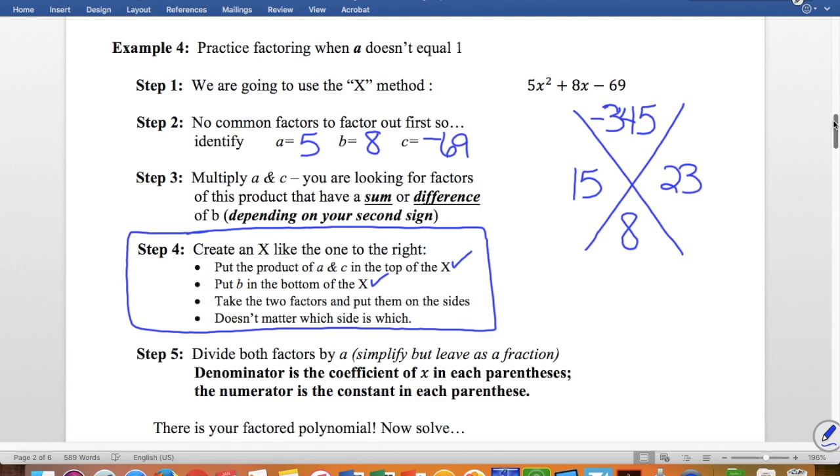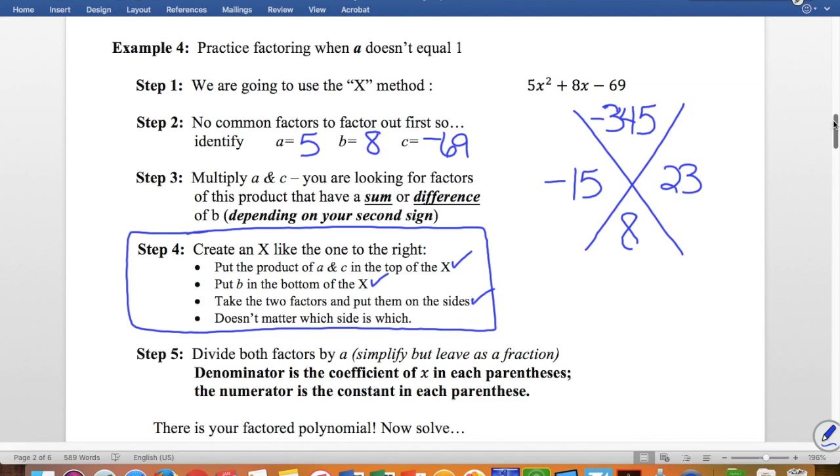Okay, I need my 8 to be positive, so I need my larger number to be positive, and my smaller number, 15, needs to be negative. So now, just to check, negative 15 times 23 takes me back to negative 345, and then negative 15 plus 23 takes me to positive 8. So there's kind of what we're doing with the x method. Just want to point that out. And my next step that you see: we've taken the two factors and we put them on the sides. Doesn't matter which side is which. So now I know my factors.